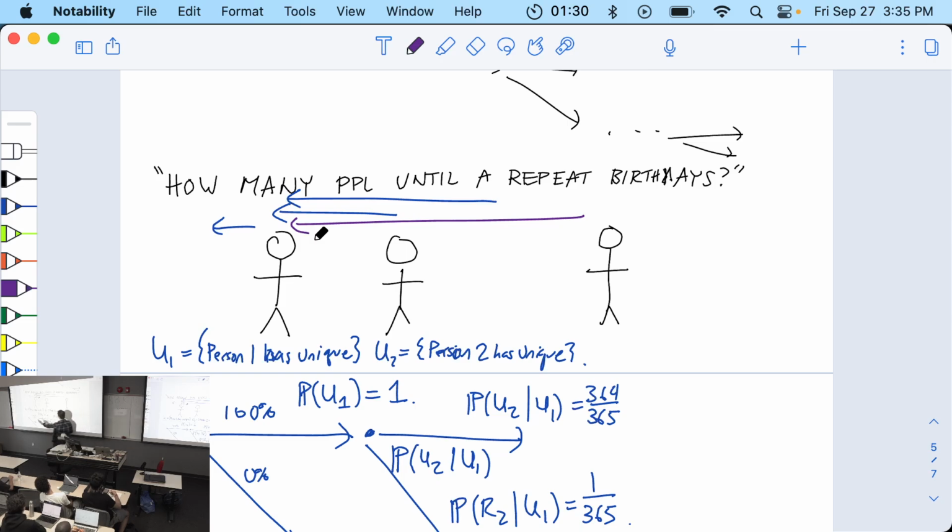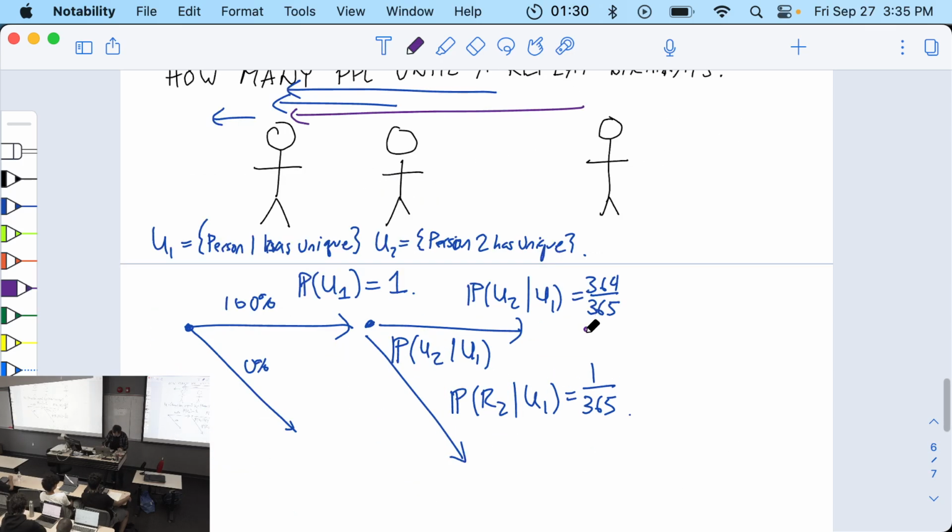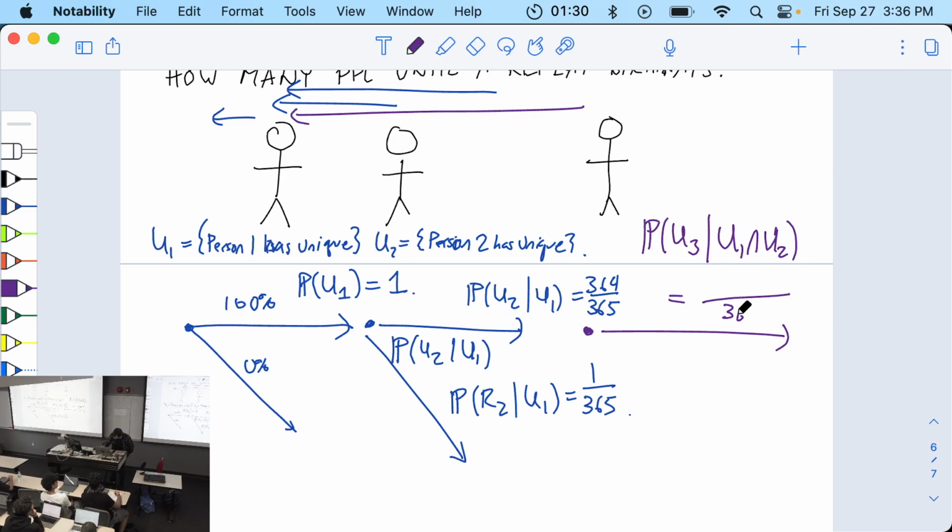And if you're on this branch of the tree, you know already that these two people have unique birthdays, and now you're in the third branch of the tree. And so, like we always do in these things, we're finding the probability the third person has a unique birthday, conditioned on the fact that we made it this far into the tree. So the first person had to have one, the second person also had to have one, so we're doing U3 given U1 and U2. So that's the notation. And there's 365 days in a year, so it's something divided by 365.